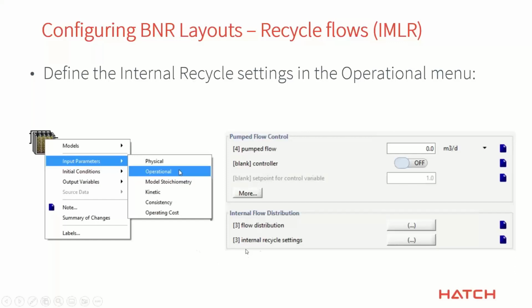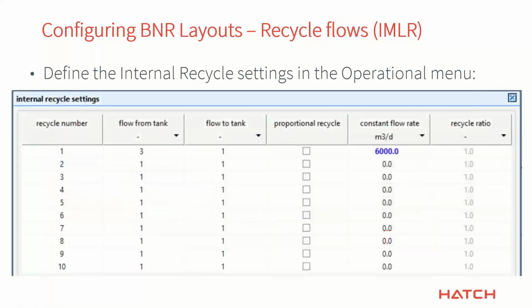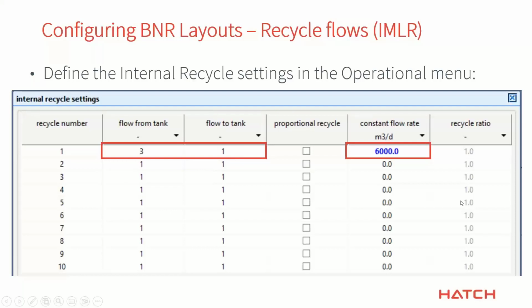We talked about flow distribution before. Now we're talking about this internal recycle settings button. When you hit it, you'll get this custom made menu that we have. It looks a little different than a lot of the other ones. The key thing is you need to know I'm going from a tank to a tank. You can specify up to 10 different recycles. They'll go from tank 3 to tank 1 in this particular case, and then you can set a constant flow rate if you like. We also have the option to do a proportional recycle.